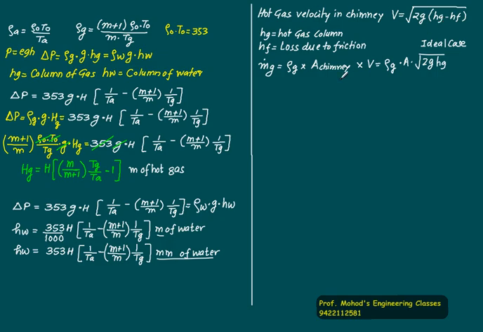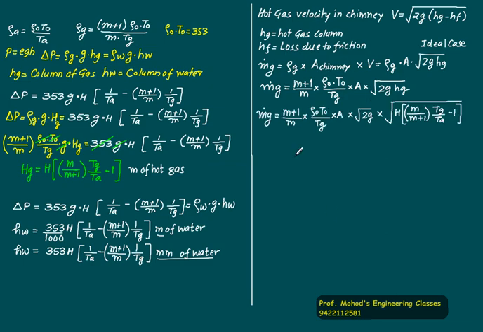Mass is defined as density multiplied by area multiplied by velocity. The cross-section area of the chimney is A, so m dot g is rho g multiplied by A into under root of 2g times the column of hot gas. The density of the hot gases is given by m plus 1 upon m, rho 0 T0 upon Tg. A will be as it is, under root of 2g times Hg. So m dot g will be equal to m plus 1 upon m rho 0 T0 upon Tg multiplied by A.